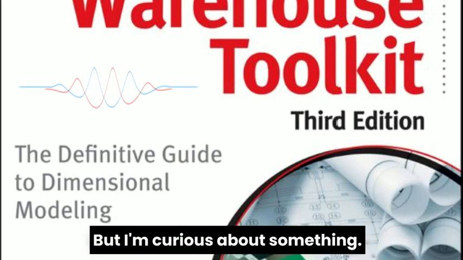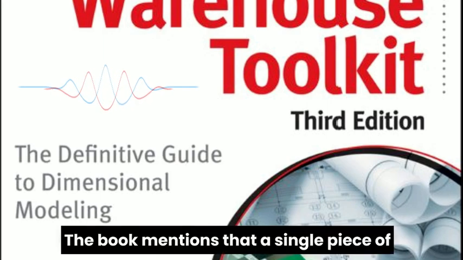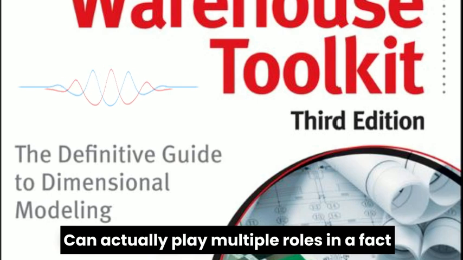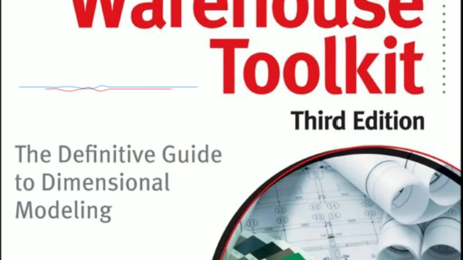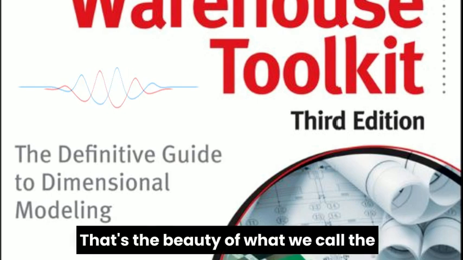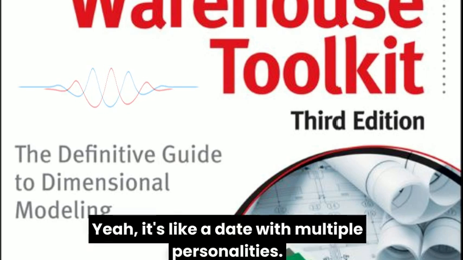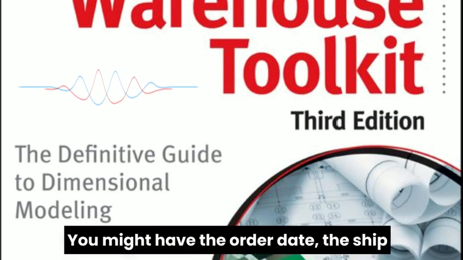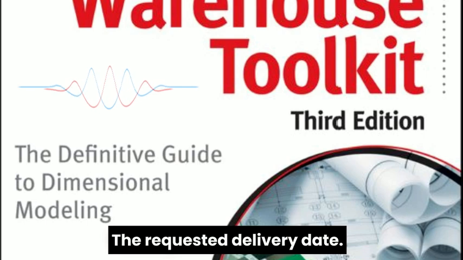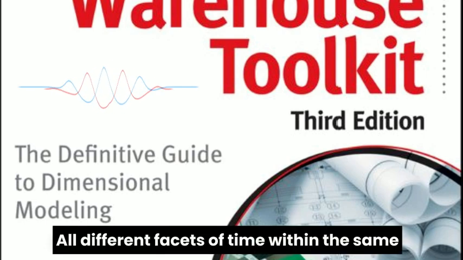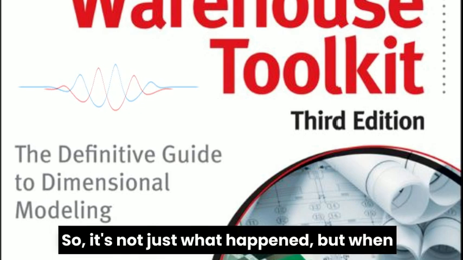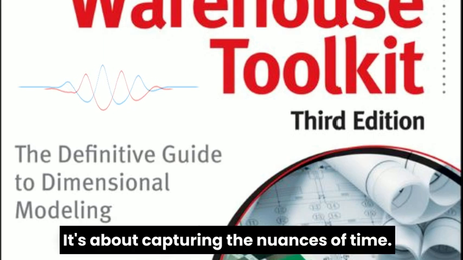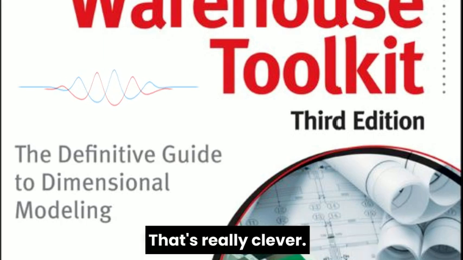But I'm curious about something. The book mentions that a single piece of data, like a date, can actually play multiple roles in a fact table. How does that work? That's the beauty of what we call the role-playing dimension. Role-playing dimension. It's like a date with multiple personalities. You might have the order date, the ship date, the requested delivery date, all different facets of time within the same transaction. So it's not just what happened, but when it happened from all these different angles. Precisely. It's about capturing the nuances of time. That's really clever. I like that.